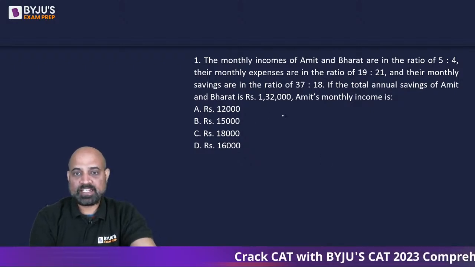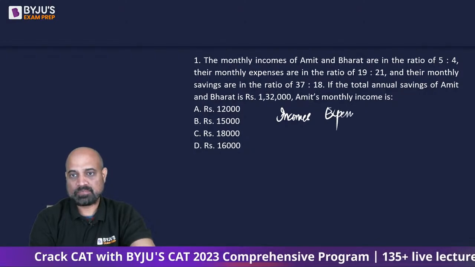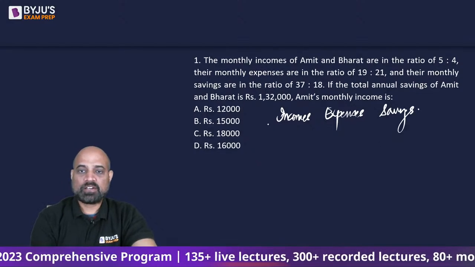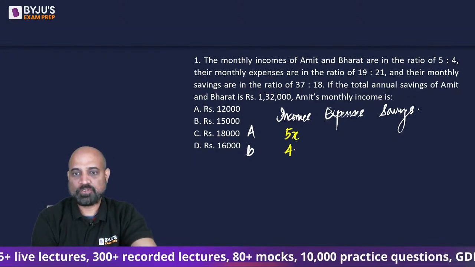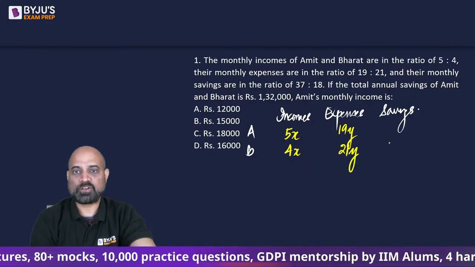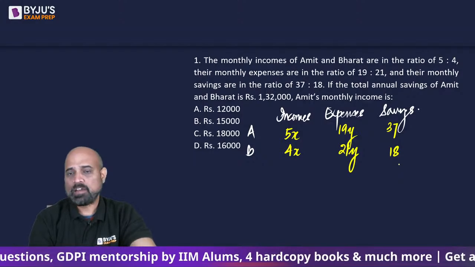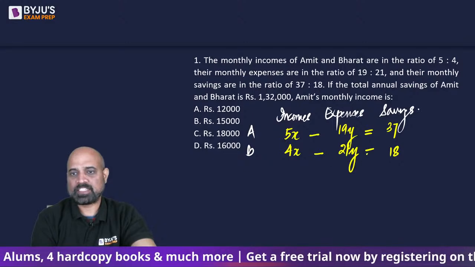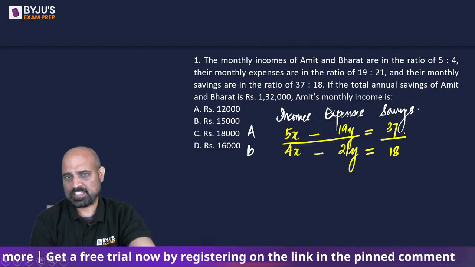So it is given that if we talk about the incomes, the expenses and the savings for Amit and Bharat, the incomes are 5x and 4x, the expenses are 19y and 21y, and the savings are 37z and 18z. We know that income minus expenses is equal to savings, and if you take the ratio, the z component will cancel out and not x and y.